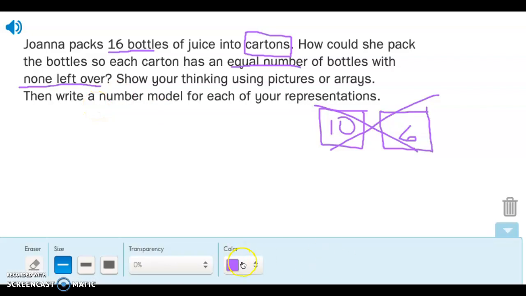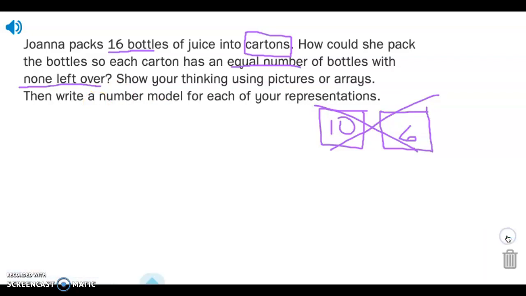All right, if you are back, that means you have found at least one way to put these bottles of juice into cartons. You could have just said, I'm going to have one carton full of 16. Well, is 16 equal to itself? Yep. Are all of the bottles in here? You betcha. So remember, we need to draw a number model. My number model is 1, because I have 1 carton. 1 carton times 16 bottles equals, well, we know if you multiply any number by 1, it's like having one group of it. So 1 times 16 is 16. Great. What's another way we could have done it?